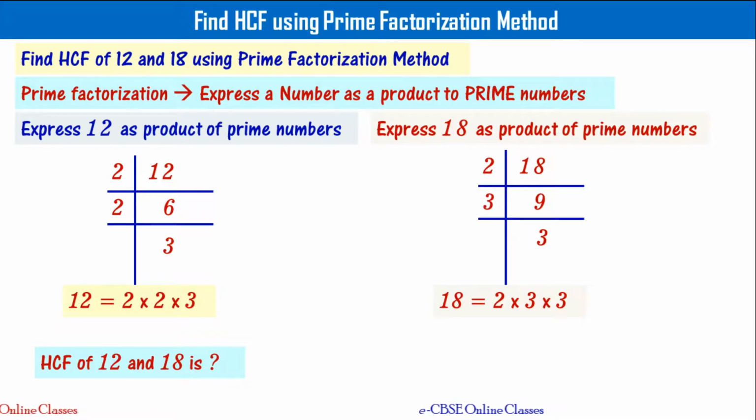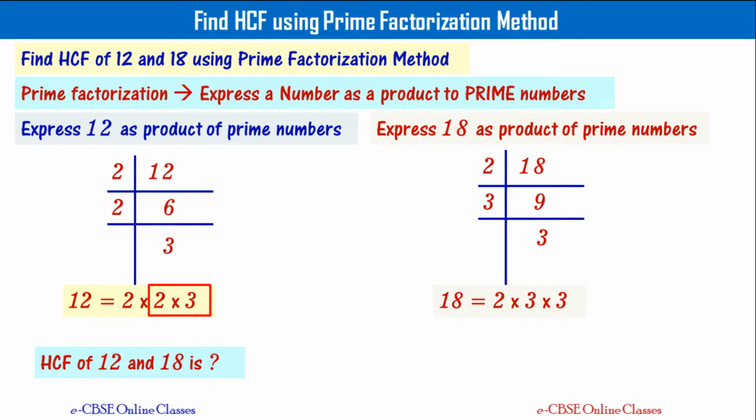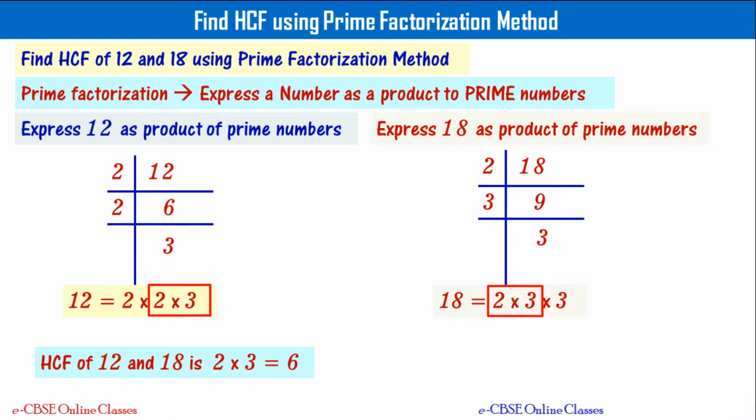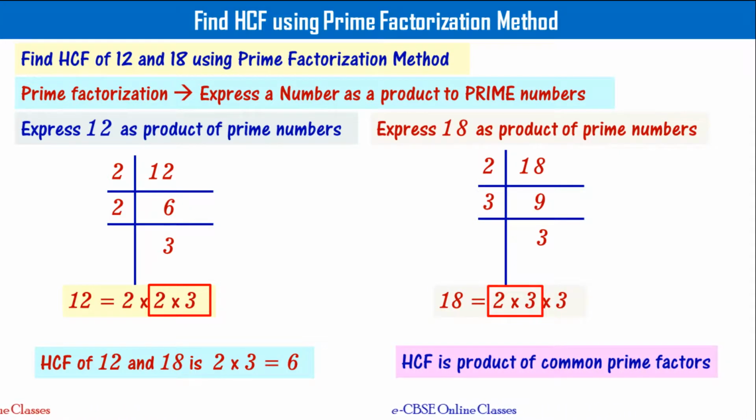Now the question is, what is the HCF of 12 and 18? When you look at these prime factors, can I say that? The answer is yes. As you see here, 2 times 3 is common across these two numbers, right? It means HCF of 12 and 18 is 2 times 3, that is equal to 6. Please take a note of that. Now, the idea is this: HCF is product of common prime factors. Please take a note of that.